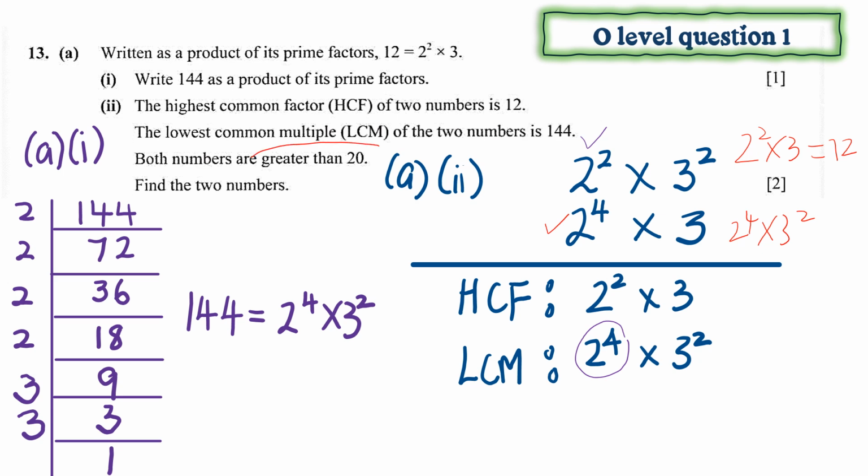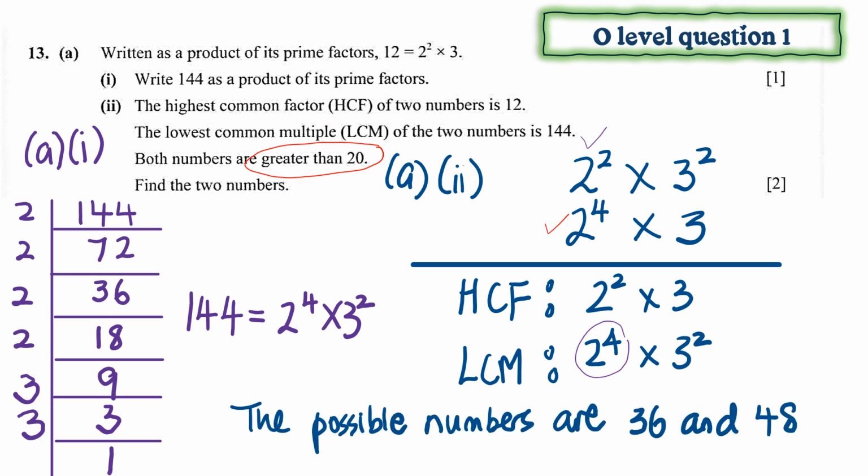We want a number that's greater than 20, so this combination is not suitable. Although 2 to the power of 4 times 3 to the power of 2 is a number greater than 20, this one here did not satisfy the criteria given. So this is not a good combination. Therefore the correct ones will be 2 to the power of 2 times 3 to the power of 2, which is 36, and 2 to the power of 4 times 3, which will be 48.